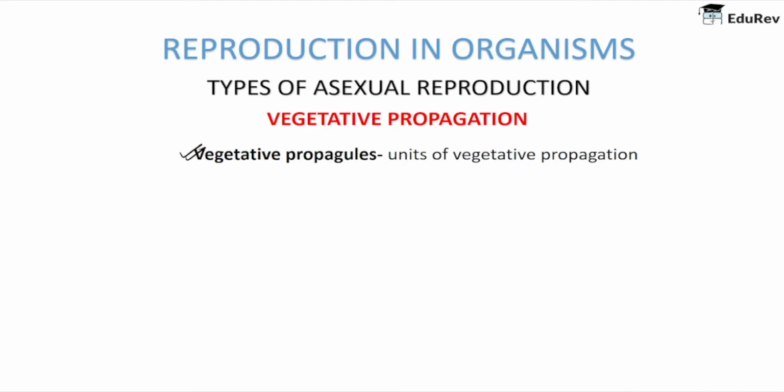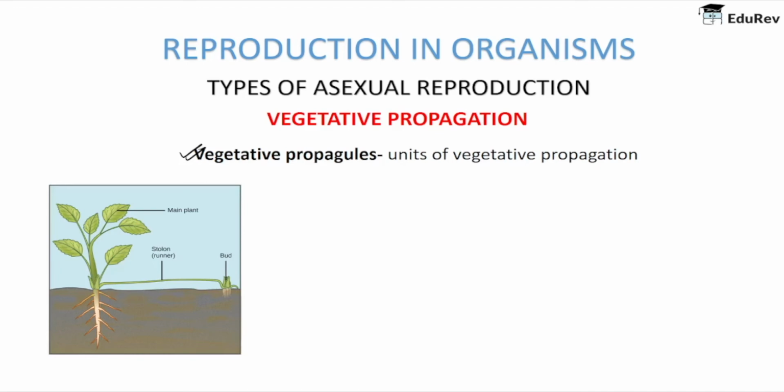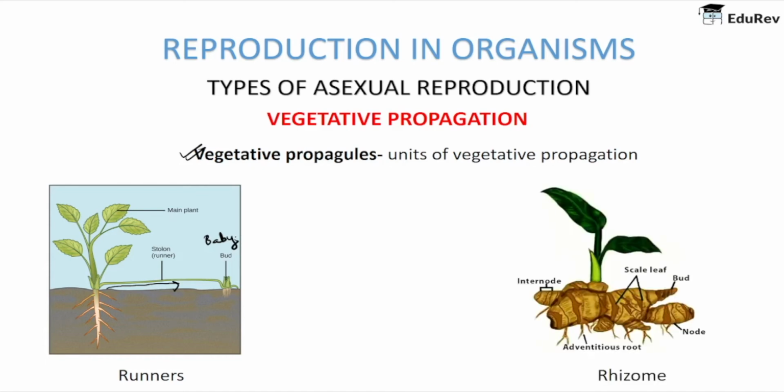single unit or a single structure, such as the first one, the runners, in which a runner grows out of the mother plant horizontally. As you can see in this image, a runner is growing out of this mother plant in a horizontal manner, which produces a baby plant. So this is a baby plant on the right of the mother plant. Now this baby plant further grows into a mother plant which can then be cut off and planted somewhere else. Next one are the rhizomes.